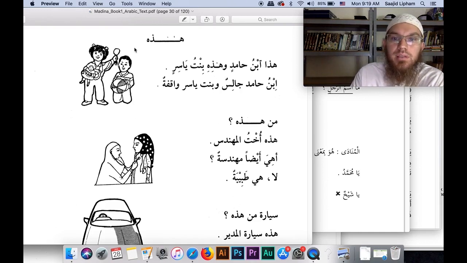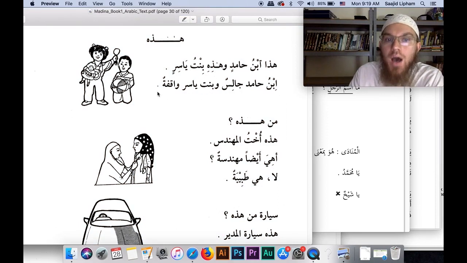And if we look at the picture here, we see Ibn Hamidin Jalisun. We see the son of Hamid, he's sitting. Wa bint Yasir waqifatun. Now in these two words we have no harakat. Bint Yasir. So let's see if we can figure out what the harakat should be. Bint Yasir. Well, we know in the beginning, Ibn Hamidin is a mudaf ilayhi phrase, so we can also see that Bint Yasir is mudaf ilayhi.